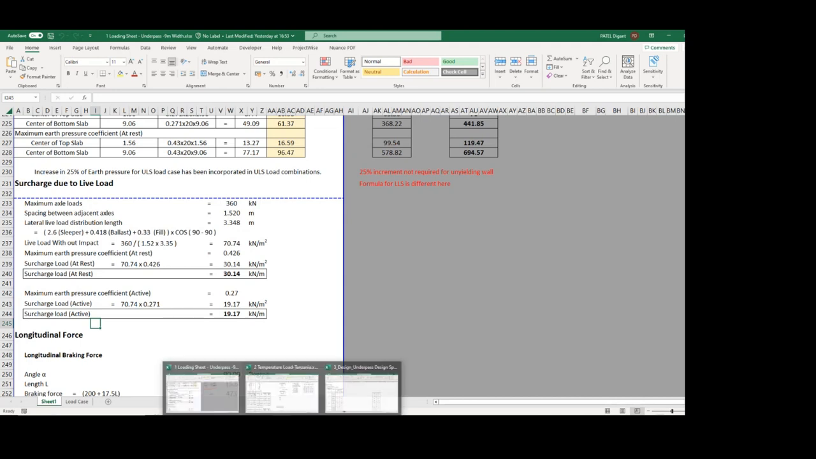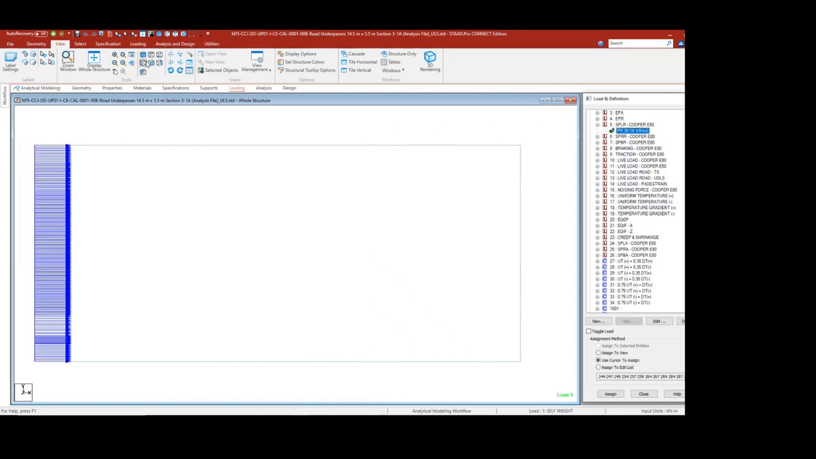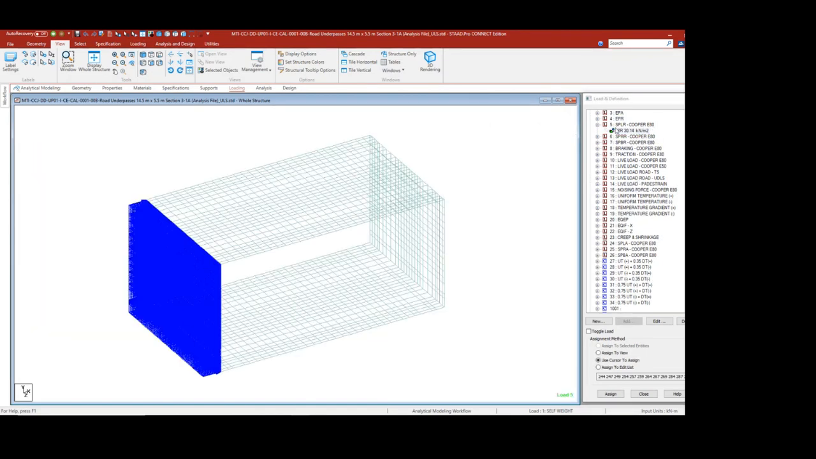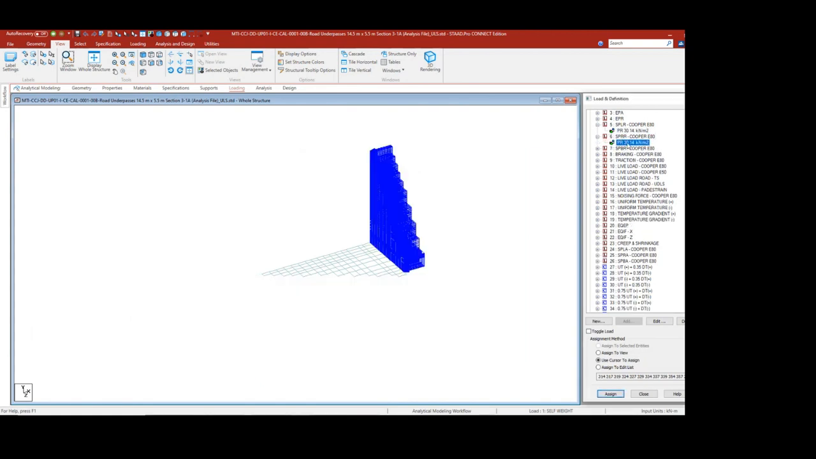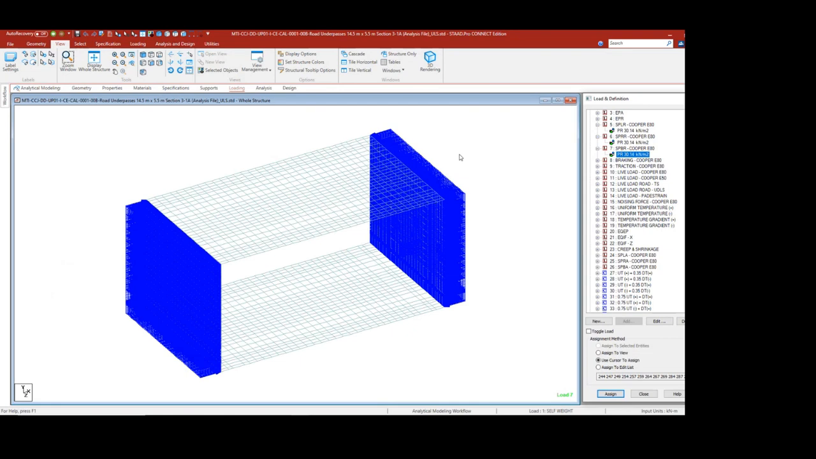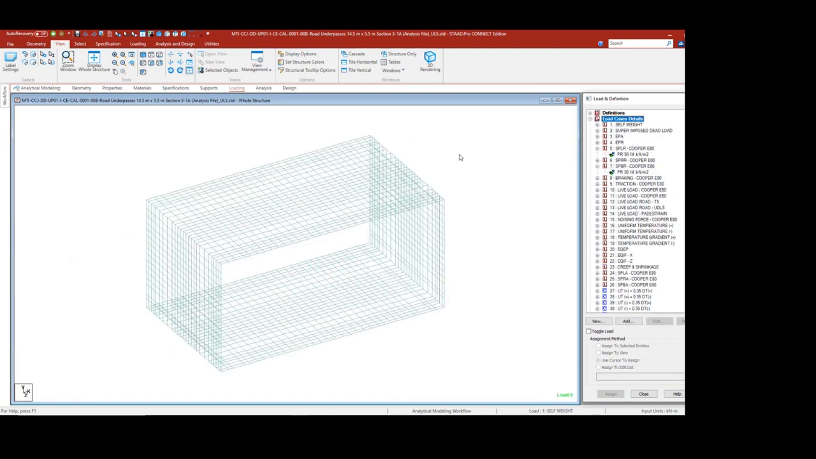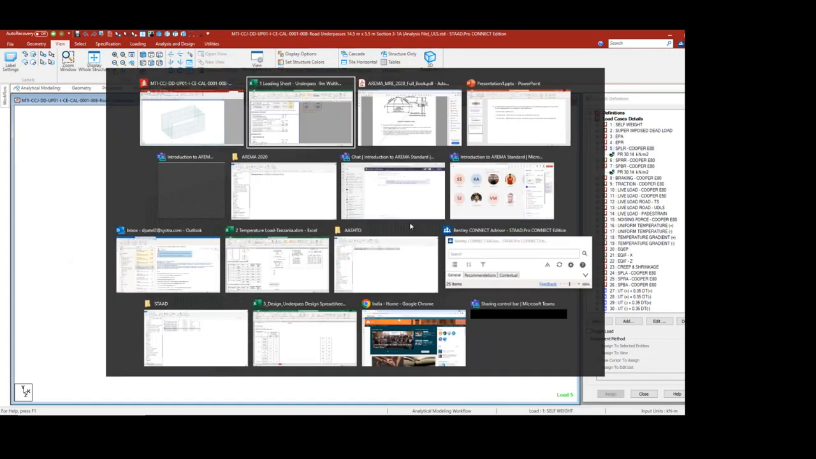We will apply it as an areal pressure load, a rectangle pressure load. Here three cases are considered: left, right and both sides. Just try by yourself why these three cases need to be considered. If you have any question, then please ask me, get back to me, and I will give you the answer. Now the live load surcharge is completed.